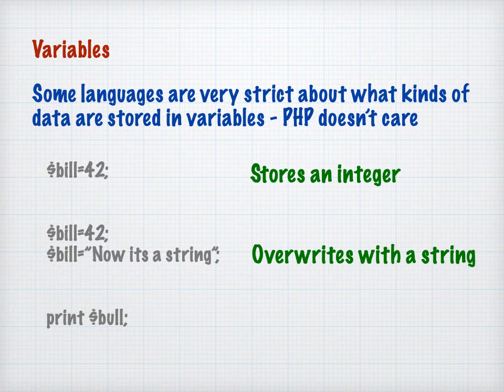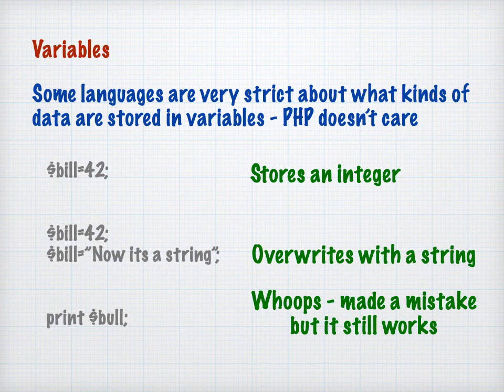The downside of that, for example, is you might mistype, you might make a mistake, and PHP will just carry on anyway. So you can imagine, for example, instead of typing Bill, you typed bull. PHP will go, oh, well, that's what you wanted to do. You actually wanted to use a variable called bull.